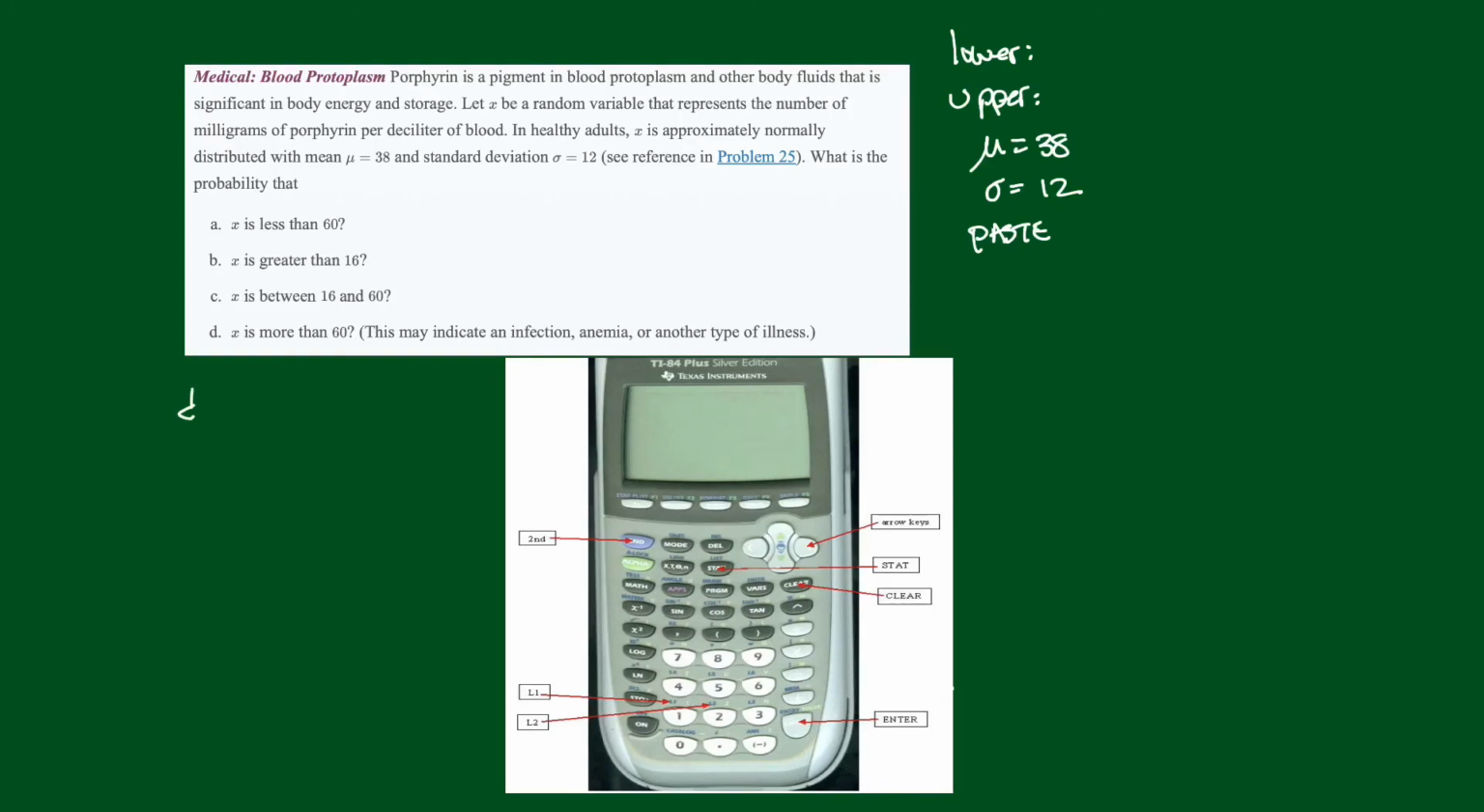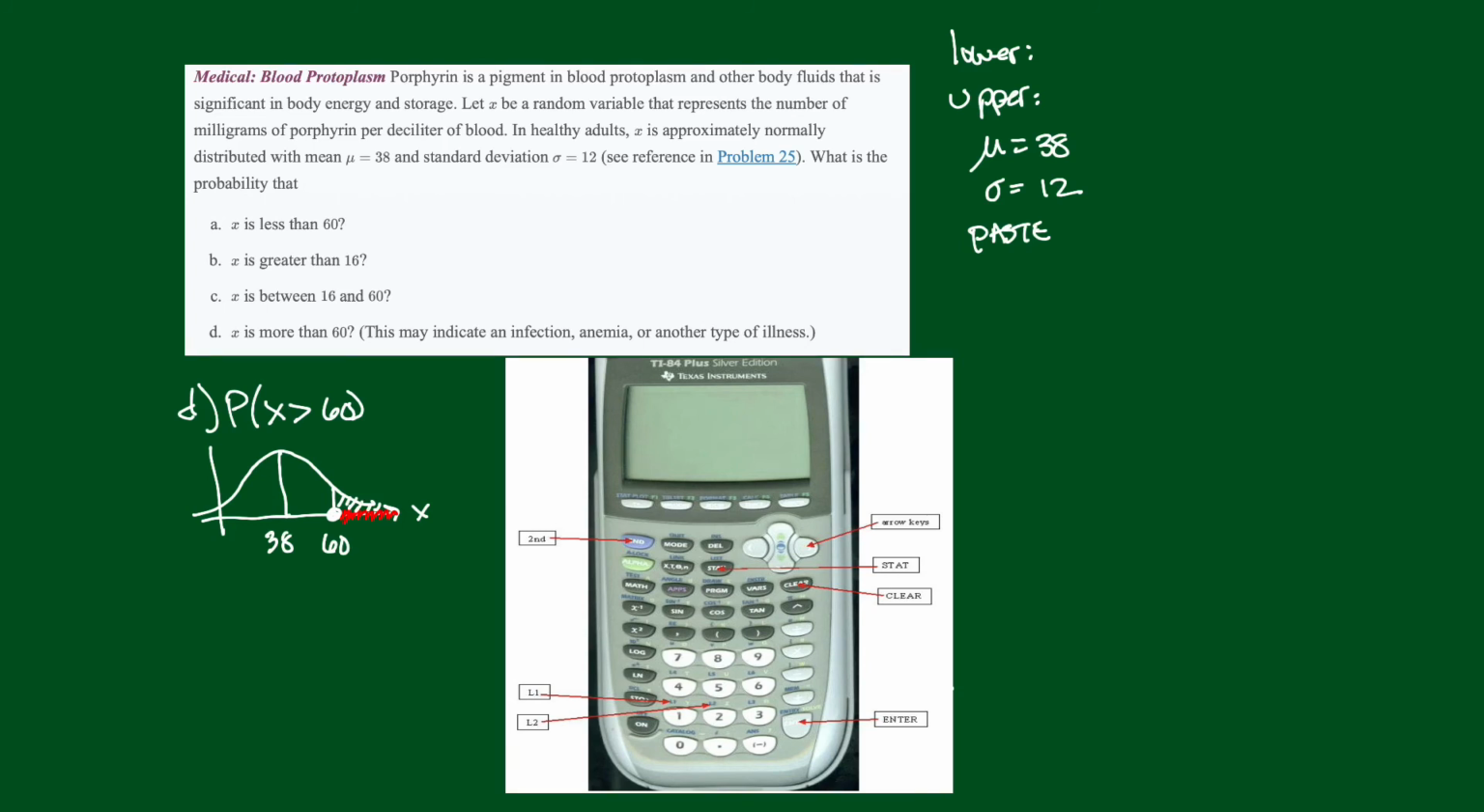And now in part D, we want this. What's the probability that porphyrin level X is greater than 60? Okay, well, I'm going to draw a curve. It helps me to know where I'm going, my lower and upper bounds. High point is 38. 60 is out here. And we want to be greater than 60. So we want to know what's the probability of landing in that interval there. All right, so we're going to find that area.